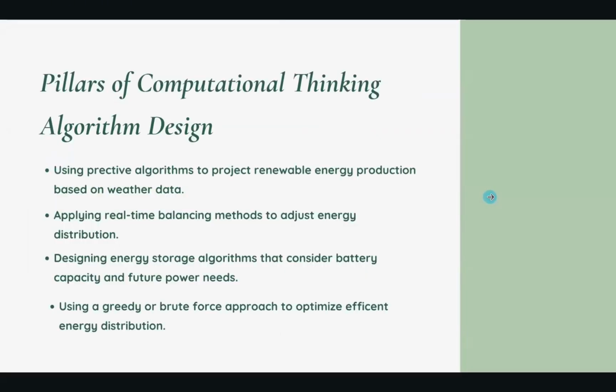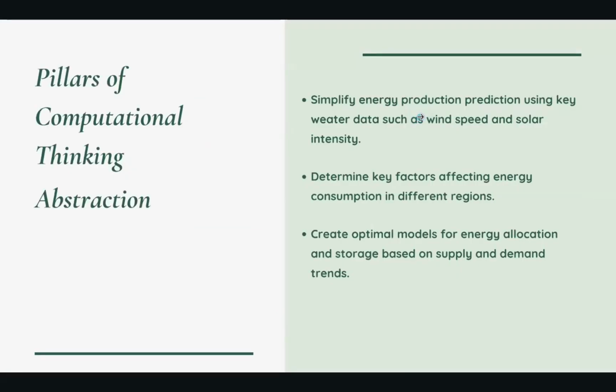Next slide. Okay, my name is Dita Nugraheni, and now I would like to explain about abstraction in the pillars of computational thinking. The next one is abstraction. It is used to simplify energy production prediction using key weather data such as wind speed and solar intensity. Next, it is to determine key factors affecting energy consumption in different regions. And the last one is to create optimal models for energy allocation and storage based on supply and demand trends.